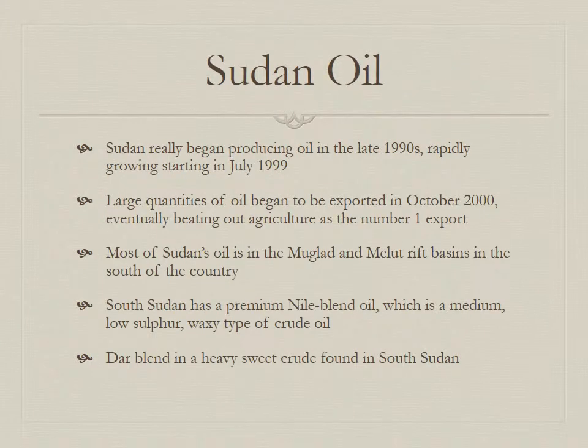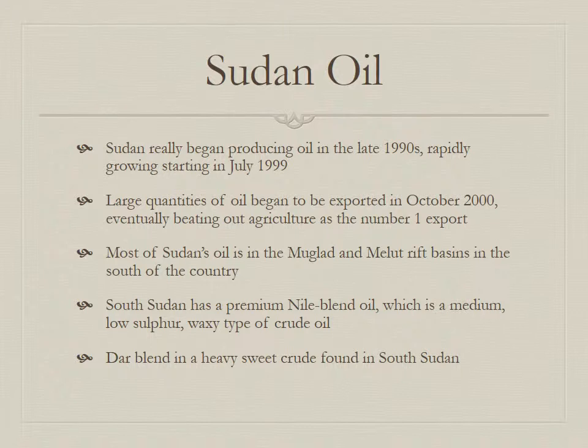Sudan's oil production really began to pick up in the late 1990s, growing rapidly starting in July 1999, when the export pipeline that runs from South Sudan through the north to Port Sudan opened. In October 2000, when exporting was in full swing, oil surpassed agriculture as the number one export, adding up to 90% of export earnings in 2010. Most of Sudan's oil is in the Muglad and Melut Rift basins in the southern part of the country.